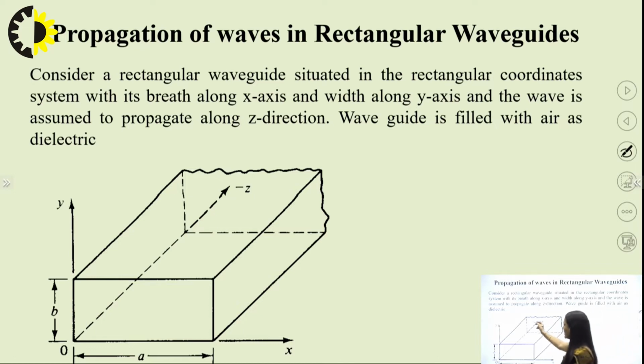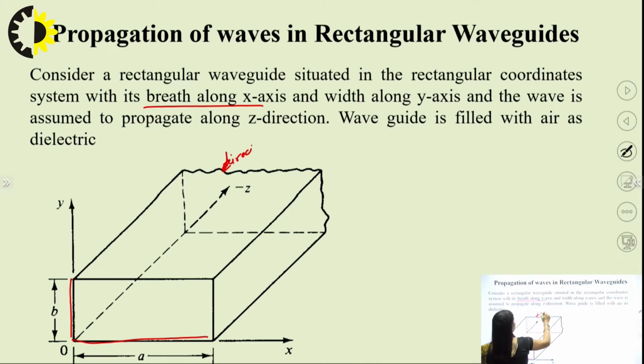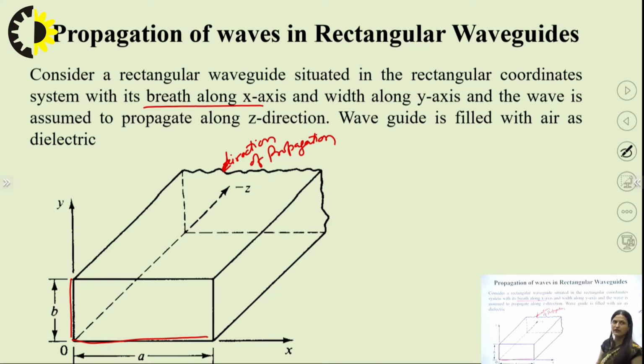So we are considering a waveguide which is placed along rectangular coordinates, and its breadth is along the x-axis and its width is along the y-axis. So this is your breadth A and B, right? And the wave is traveling in the z direction. So this is your direction of propagation. And this waveguide is filled with air as dielectric. Now how do microwave signals behave in this waveguide?